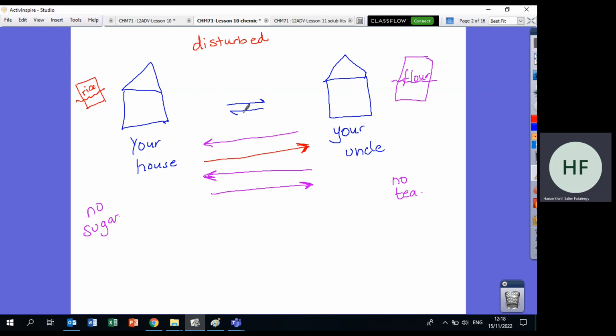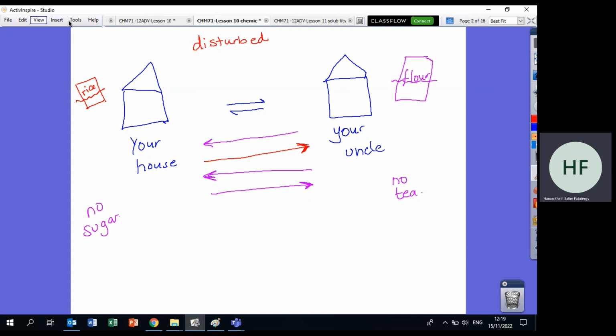According to Le Chatelier, if an equilibrium was disturbed, and how do we disturb the equilibrium? By adding reactants or adding products, by removing reactants or removing products. What will happen to the reaction? Will it be disturbed forever? No. The reaction will either move backward or forward. Why? To make equilibrium again.